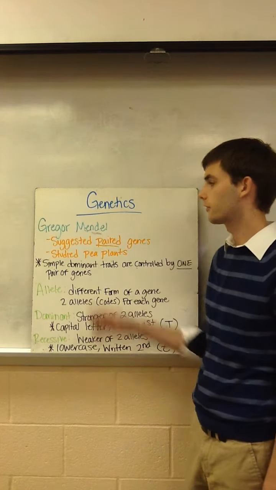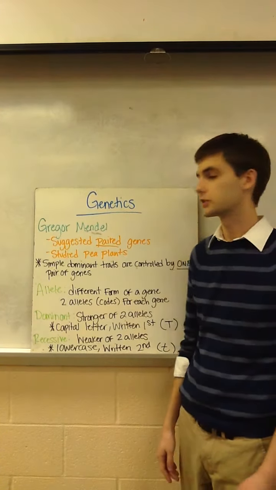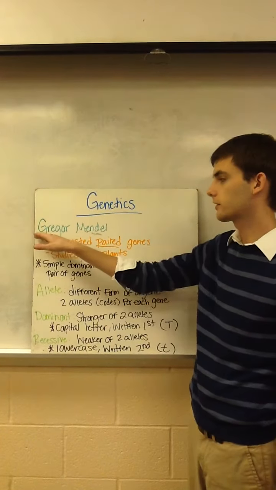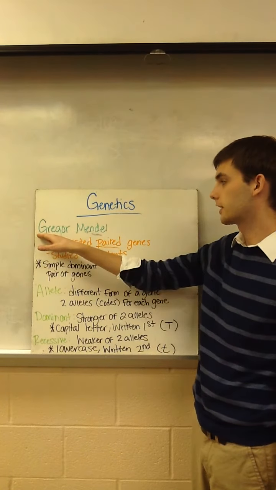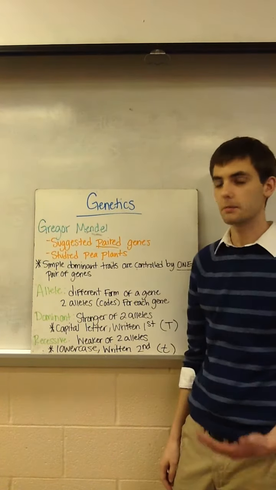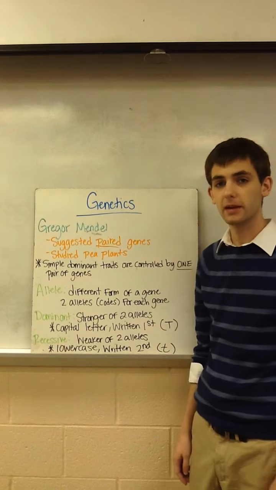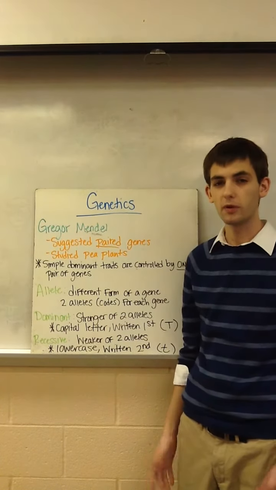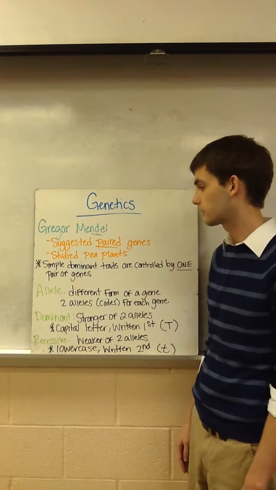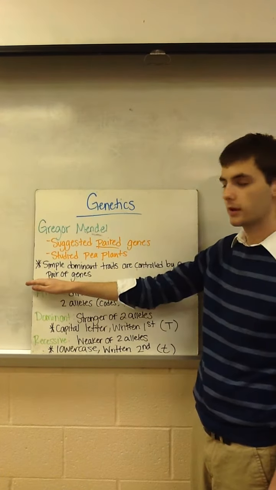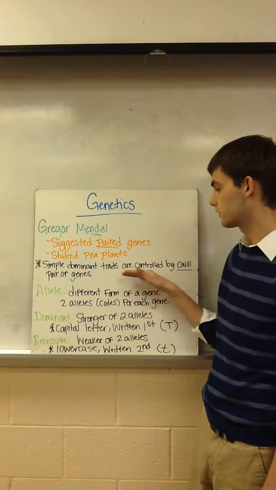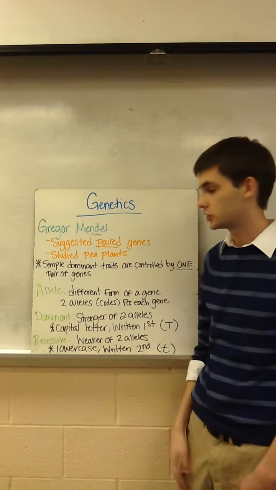Genetics is the study of heredity and how genes are passed from generation to generation. The first scientist to be credited with genetics is Gregor Mendel. He suggested paired genes, and he did this by studying pea plants. He studied about 14 different traits of pea plants. And his work summed up to simple dominant traits are controlled by one pair of genes.